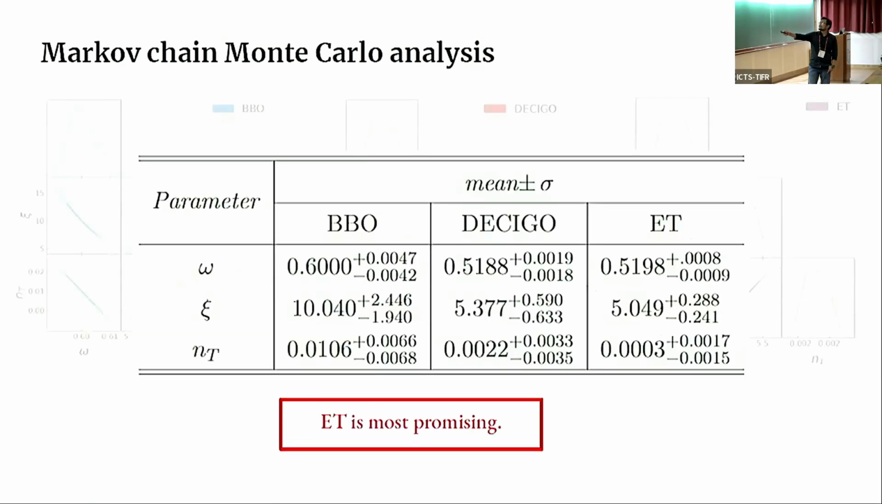This is the result we have got, obviously depending on the mock catalogs, but all the results suggest that the uncertainty associated with the ET is quite lesser. That means ET is showing more promising results in our case. So till now, we have seen some statistical analysis techniques, and we have shown how they can be used to probe and determine the uncertainty for each parameter.